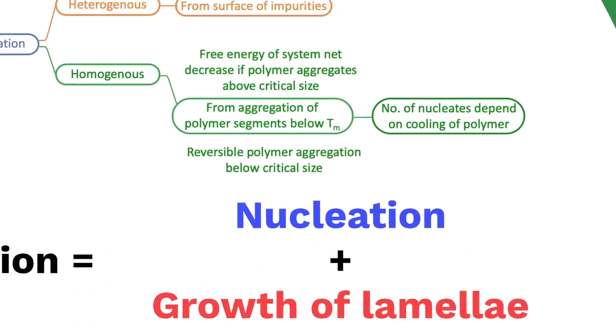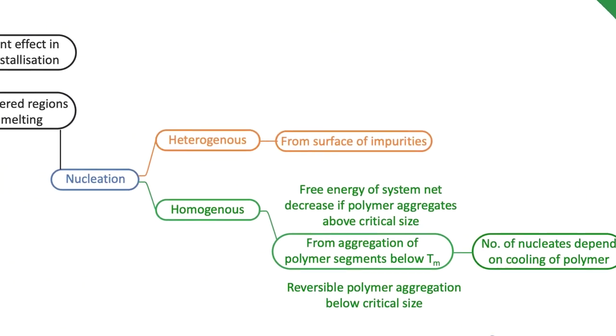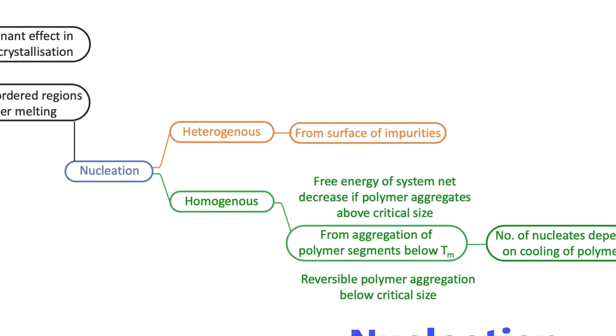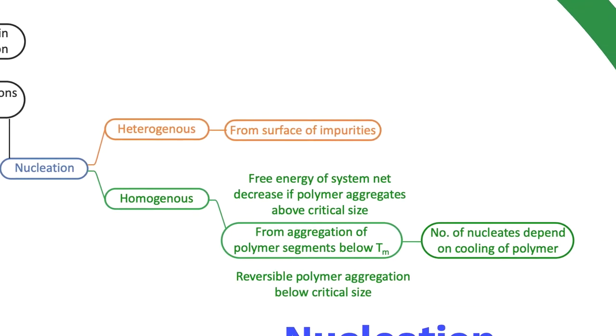So in nucleation, you have two different processes, heterogeneous nucleation or homogeneous nucleation. In heterogeneous nucleation, it arises from the surface of impurities, whereas for homogeneous nucleation, the aggregation of the nuclei comes from polymer segments below the melting temperature. Now, the number of nuclei in homogeneous nucleation depends on the cooling rate of the polymer. If it's fast, you have fewer nuclei. If it's slow, you have more nuclei.